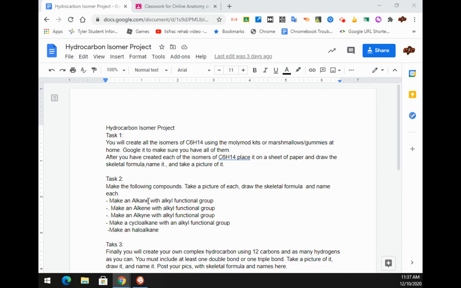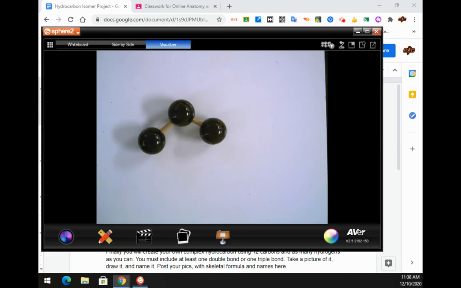So would you do that for me right now? Just take 3 and put them in. Okay, so then what we end up having is basically propane, right?